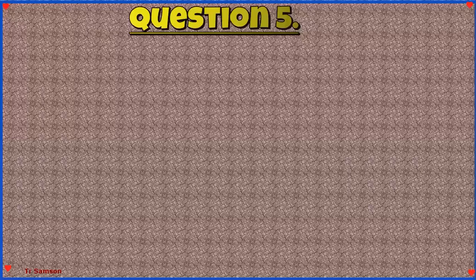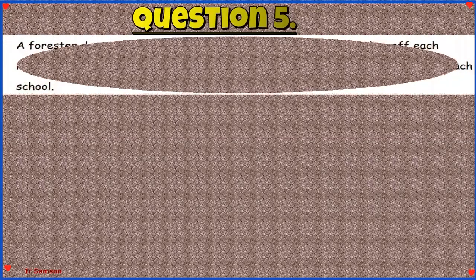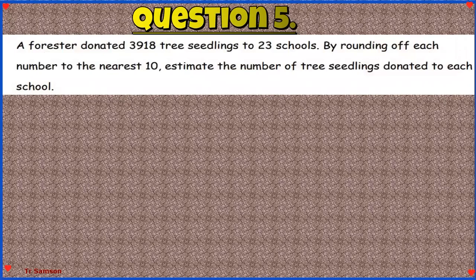Question number 5. Question number 5 says, a forester donated 3,918 tree seedlings to 23 schools. By rounding off each number to the nearest 10, estimate the number of tree seedlings donated to each school. Here we have things to consider. We are being told to round off each number to the nearest 10.